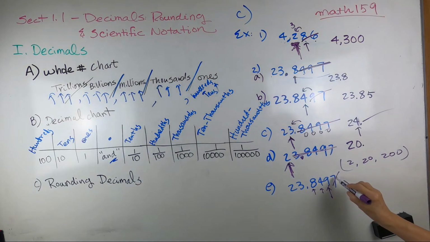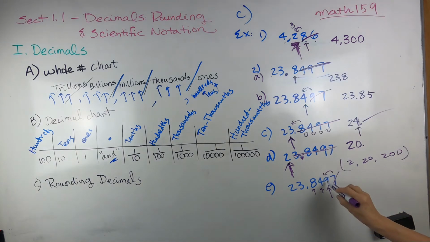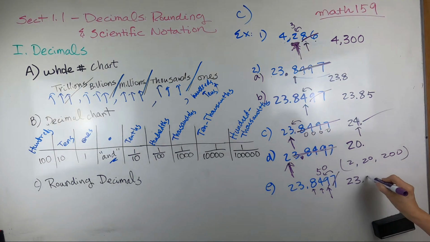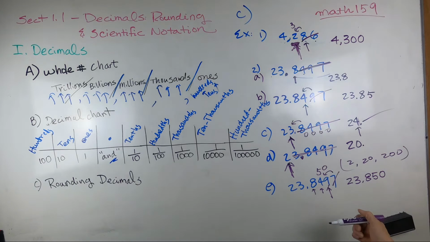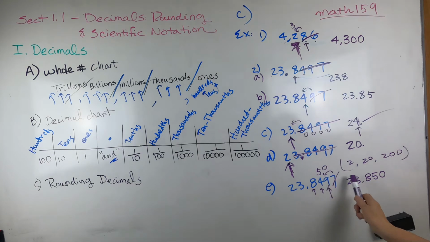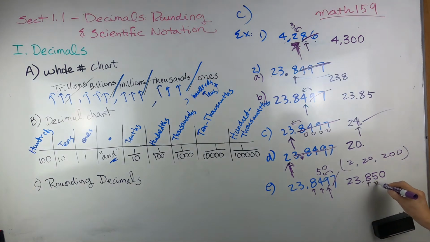According to this, it's above 5, so you have to round up. Round up, 9 becomes 0, so the increment here becomes 5. So your number will be 23.850. You want the 0 there for the accuracy, because it says rounded to the thousandth. So you have to keep the tenths, hundredths, and thousandths to show the accuracy. Right? Okay.